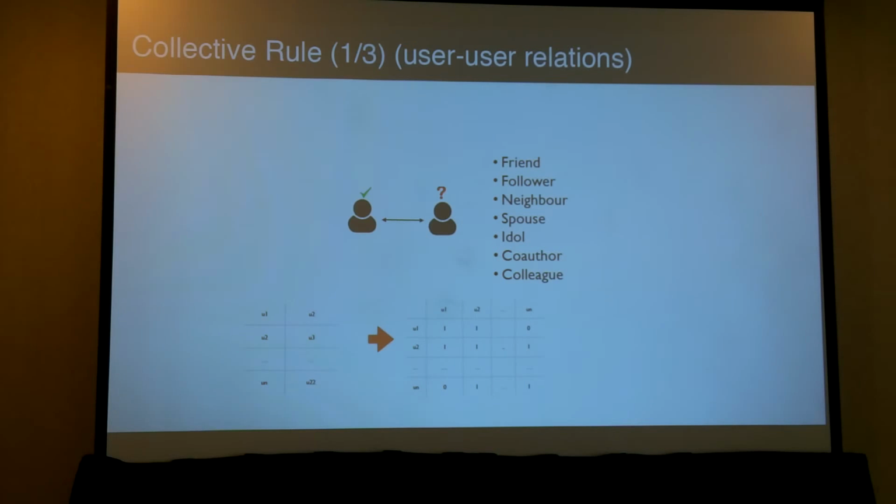So the first type of collective rules is a user-user relation, as I said. So for example, it's friendship links or follower-follower links. It could also be a neighbor, or we can define some functions to define similarity or distance between the nodes. It could also be some other relations, like someone is the spouse of another person, or an idol for a user. It could be co-author, they were colleagues, so all the relations between users you can consider as user-user relations.